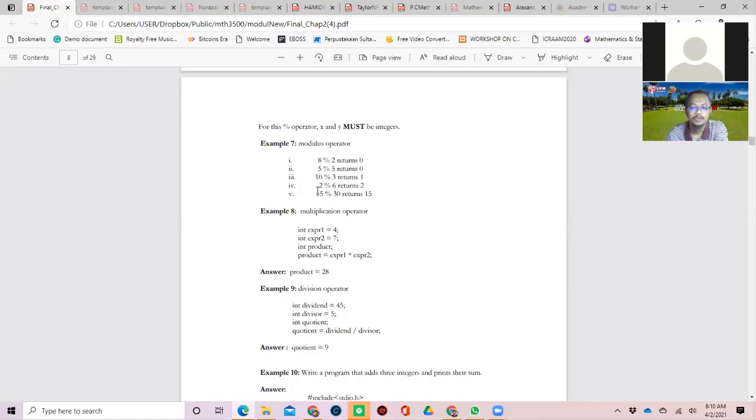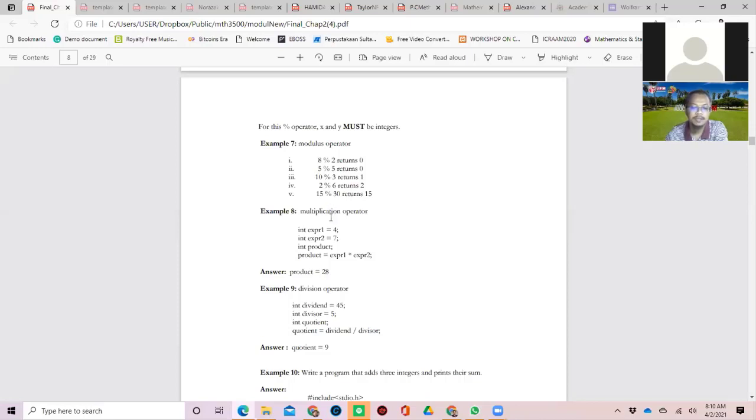And then 2 modulus 6 is 2. So 2 divided by 6, the remainder is 2. 15 modulus 30, the return value is 15. For modulus, if you're not sure, you can try using a compiler, such as Code::Blocks, print it and then look. You can study from the coding. Actually, manually you can get the answer for the modulus operator. I just explained this.